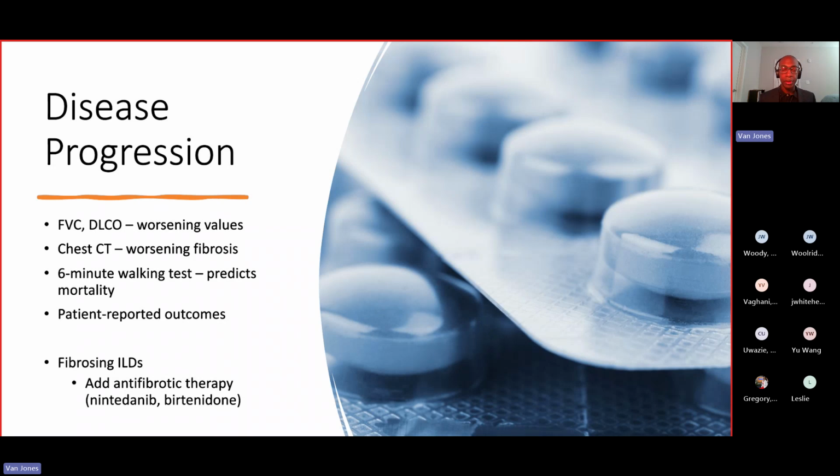Disease progression with ILDs can be monitored in the following ways. If the doctor or the pulmonologist notices a worsening of FVC or DLCO, that will be a surefire way to tell that the ILD is getting worse. You can look at the chest CT and look at the baseline from a while ago, see if there's worsening fibrosis. That's also another way to tell whether it's worsening.